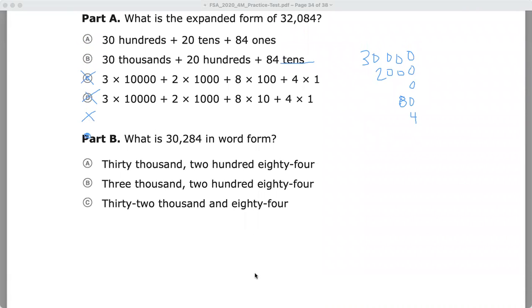Okay, now looking at the next part of this question, it says, what is 30,284 in word form? And this is very similar to the other number, but the 2 is in the hundreds place. So this right here is 30,000, not 32,000. And it's not 3,000, it is 30,000. So the answer would be A.